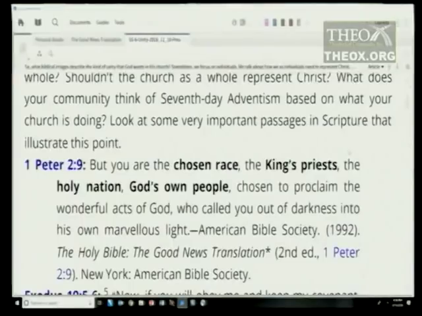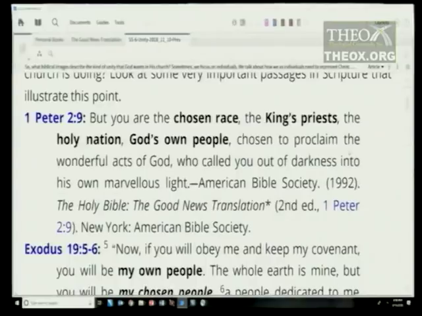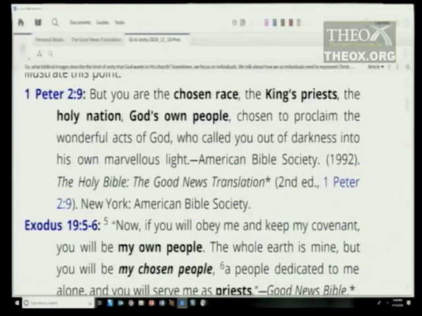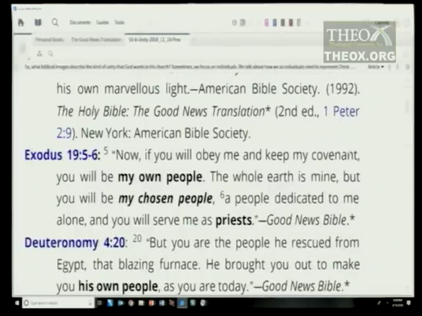What did God want us to be? I'm going to read from four different areas in the Bible, and they all come from the Good News Translation. First is 1 Peter 2:9. But you are the chosen race, the king's priests, the holy nation, God's own people, chosen to proclaim the wonderful acts of God who called you out of darkness into His own marvelous light.